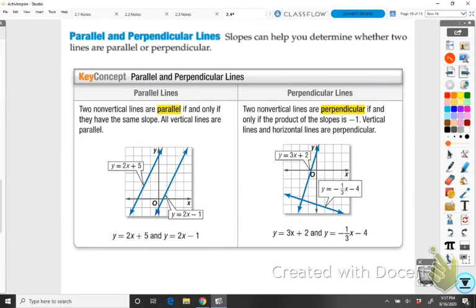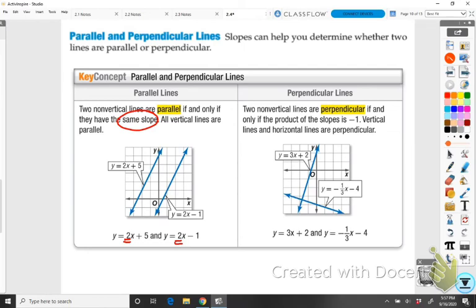And the last topic is parallel and perpendicular lines. So slopes can help you determine whether the lines are parallel or perpendicular. So parallel, remember those are two lines that never meet. They have a lot in common, but they're never going to meet. So these have the same slope. So that is key. You can see both the slope numbers, the m, are both 2.